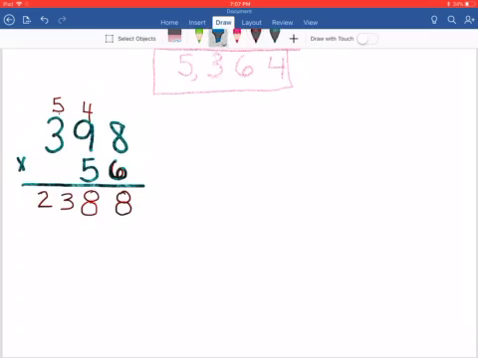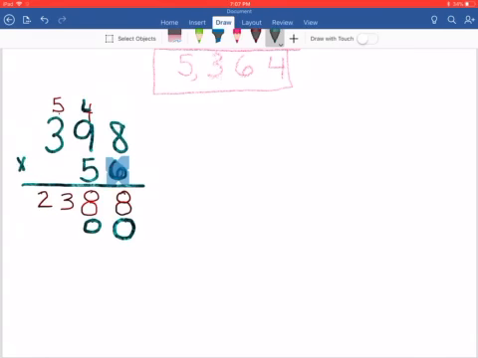Now, we're done with the 6. And because we are moving over to the 50, we need to put the 0 there, which now we can use this as a 5 instead of a 50. 5 times 8 is 40.